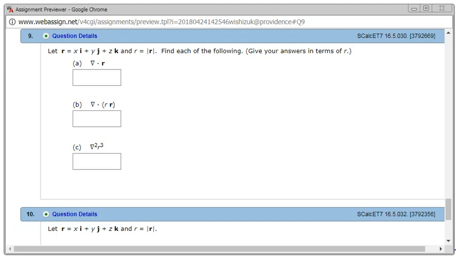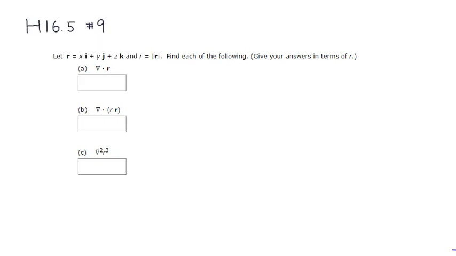Alright, let's look at homework 16.5, problem number 9. Let's compute these expressions. So we have the divergence of R. The divergence of R is simply of x, y, z.